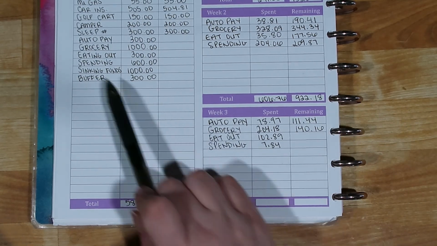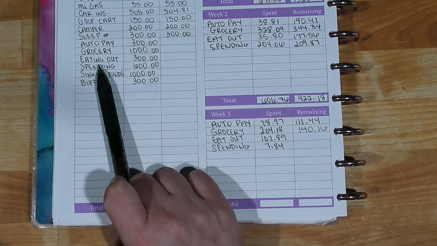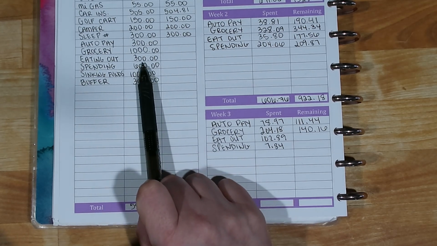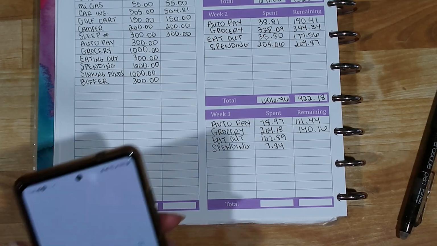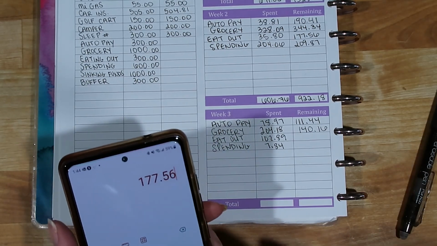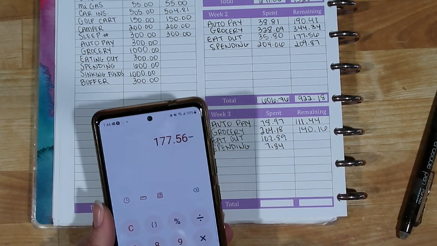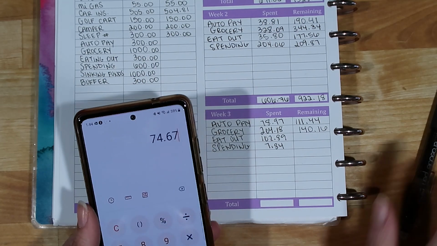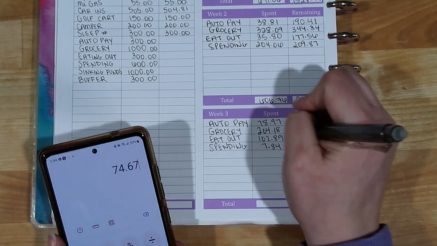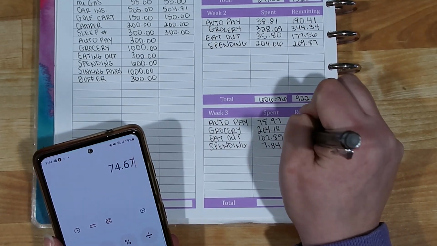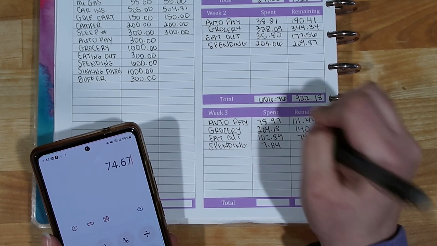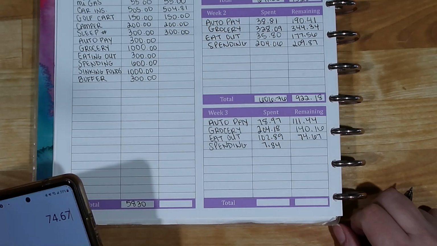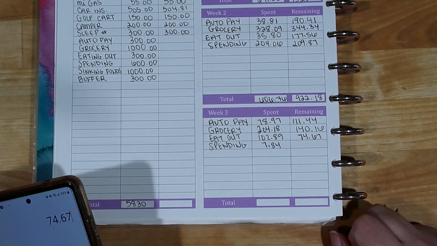All right, for eating out, I gave us a budget of $300 for the month. At the end of last week, I had $177.56 remaining. And this week I spent $102.89. So we have $74.67 left for the last week in the month. I think that that is reasonable and doable.